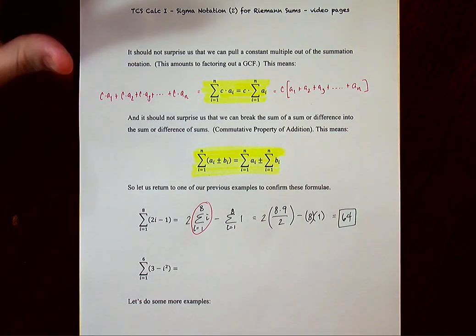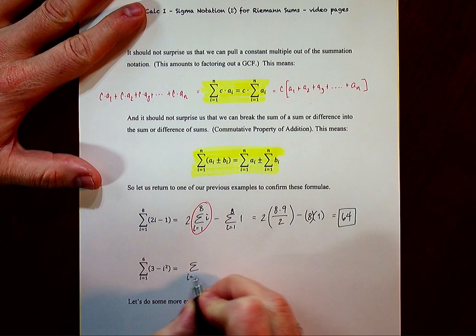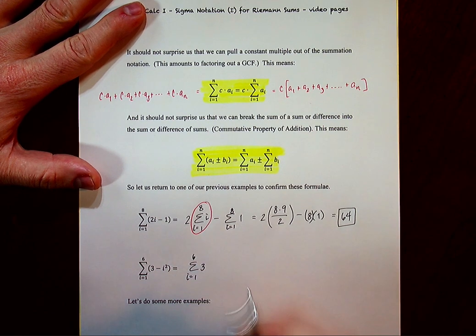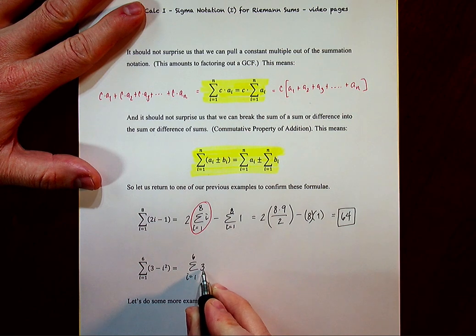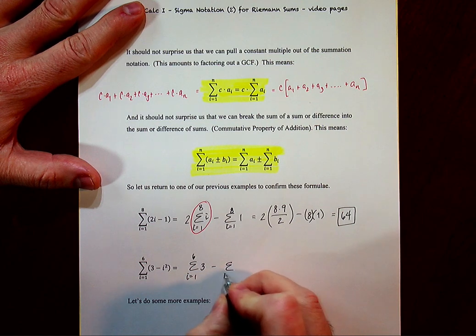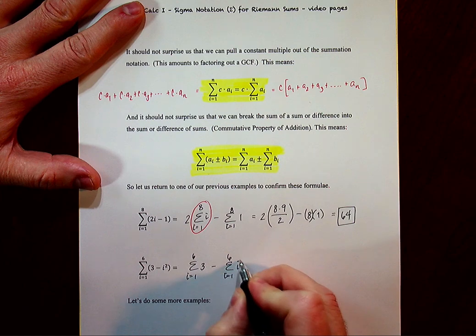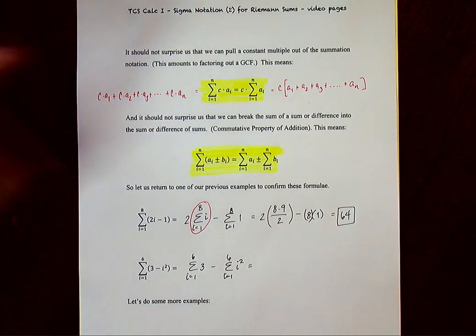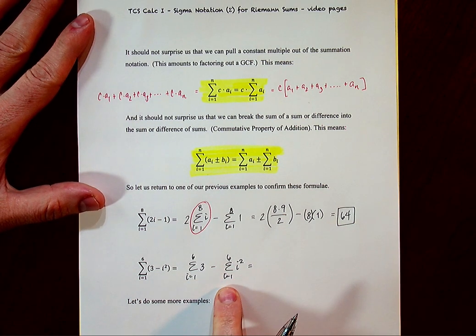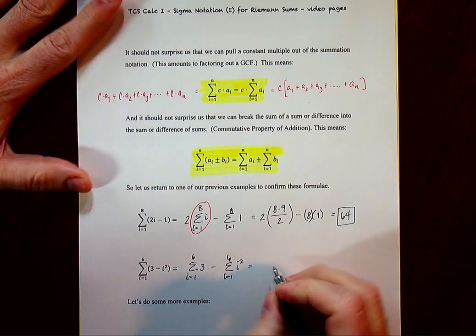Okay? This right here can be split apart. Sigma i equals 1 to 6 of 3. Again, we don't need a formula for that. That's 3 added to itself 6 times. That's simple multiplication. And here, this is going to be sigma i from 1 to 6 of i squared. Now, what that means is i squared added to itself 6 times. So 1 plus 4 plus 9 plus 16 plus 25 plus 36. But let's go ahead and use our formulas.